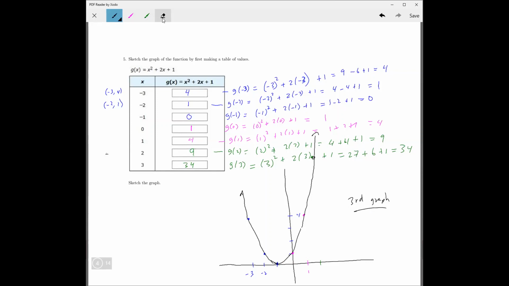I made a mistake here, by the way. Let me correct that really quickly. This one is off. This is 3, and 3 squared is 9. I apologize for that. So 9 plus 6 is 15, plus 1 is 16. So this should be 16 right here.